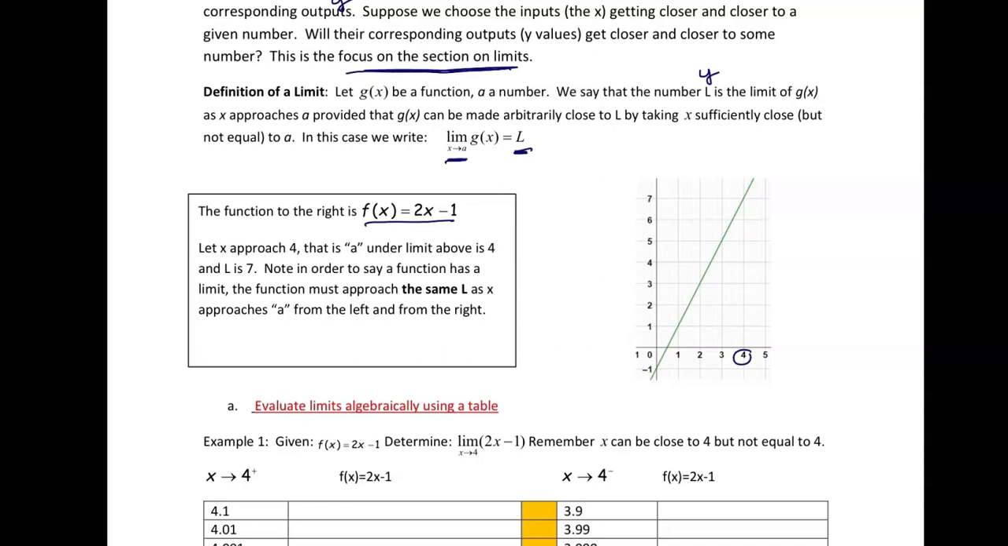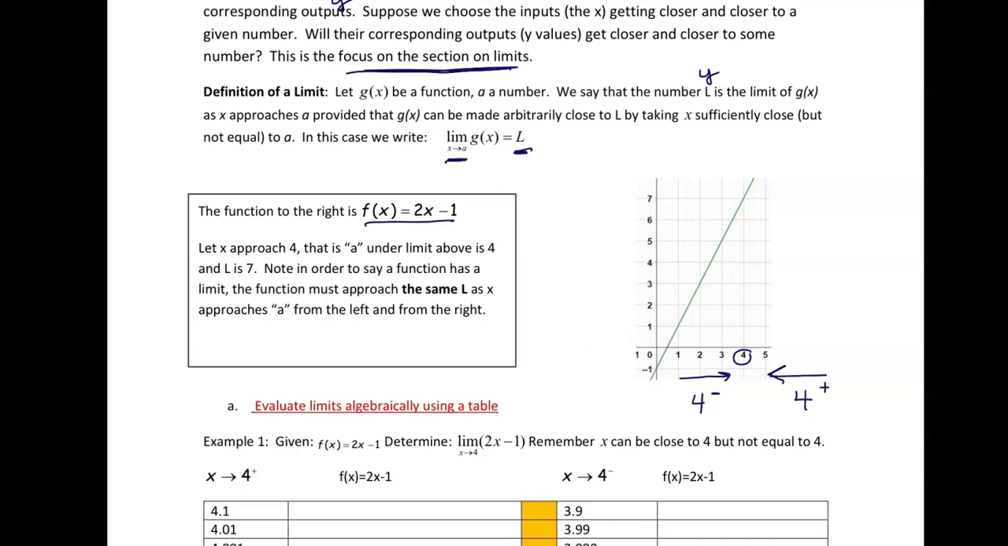What's going to happen as x approaches 4? Well, if you just go up, you can say y is just going to be 7. That's the idea. But as you approach 4, you can approach it from two different sides. You can approach it from the less than 4 side, as opposed to approaching it from the greater than 4 side.